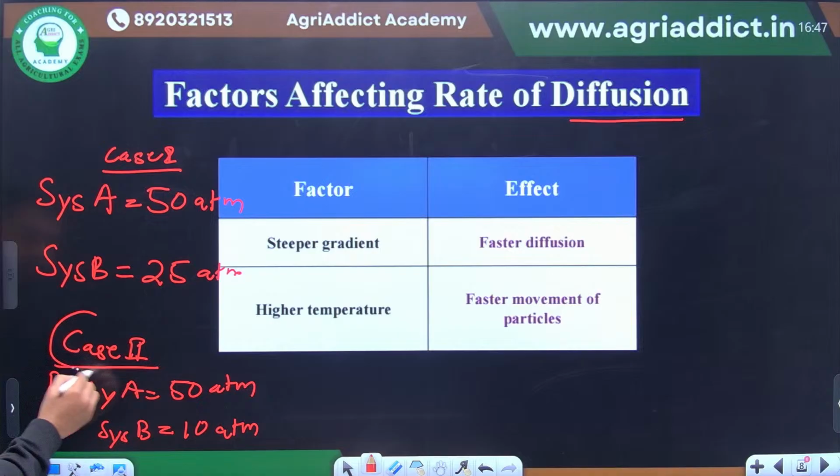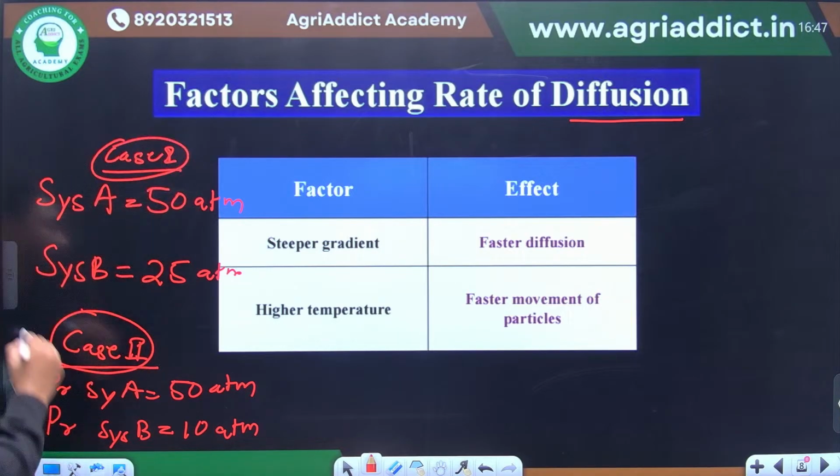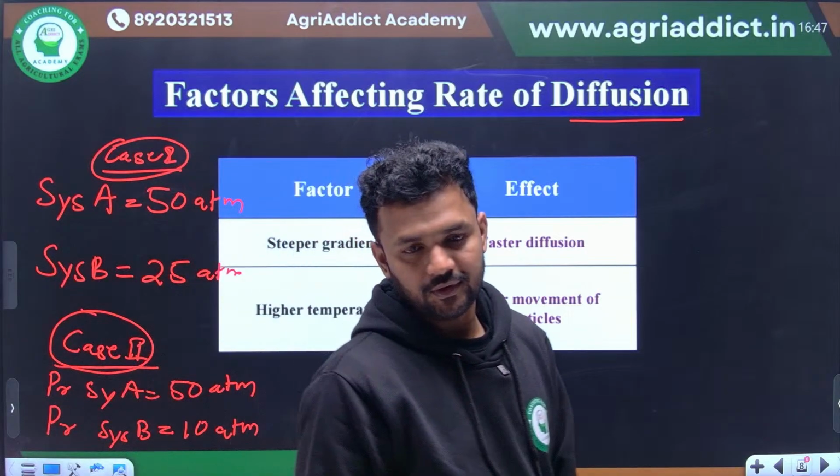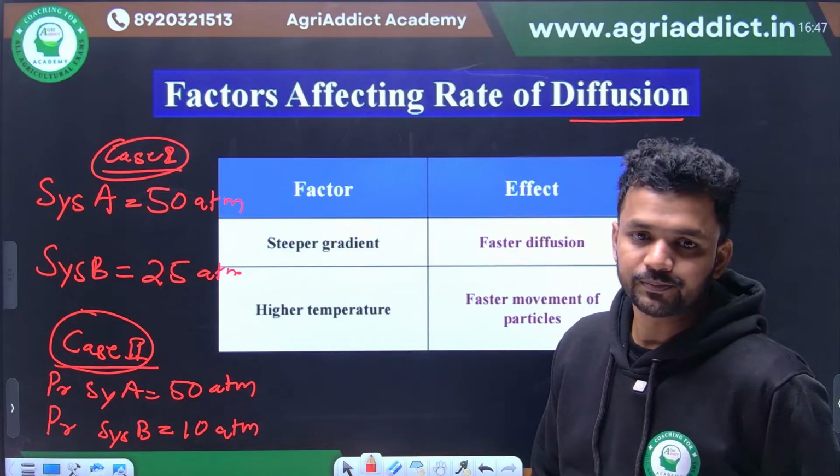In case 2 or case 1? Where will the rate be more? The rate of diffusion, where will it be more?